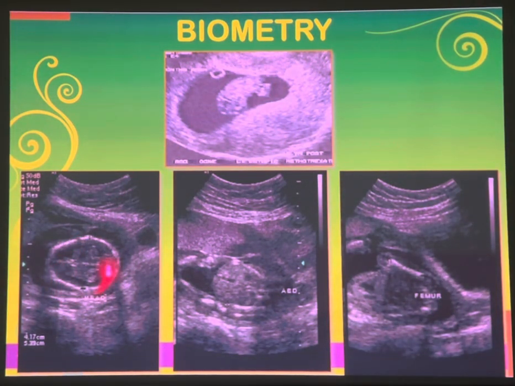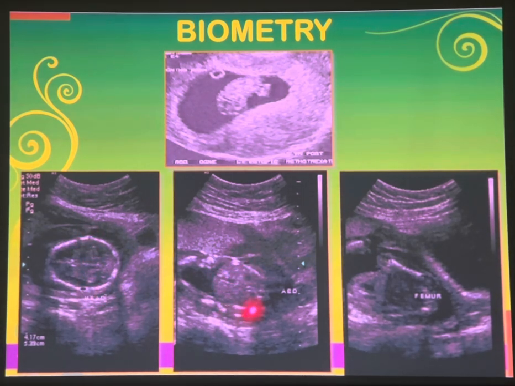This is biparietal diameter. In biparietal diameter you have to see this arrow. Arrow is the thalamic plane. Here you can see two dots. This is known as the cavum septum pellucidum. This is the midline falx, and this is the BPD plane. Biparietal diameter is not the central diameter of the head. It is the maximum transverse diameter of the head.